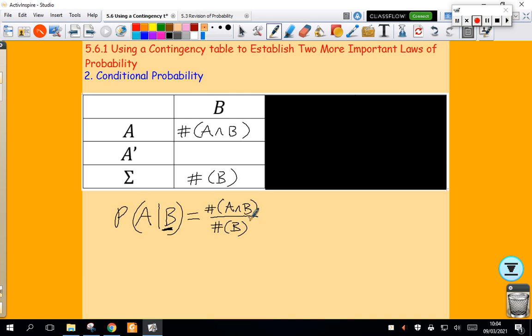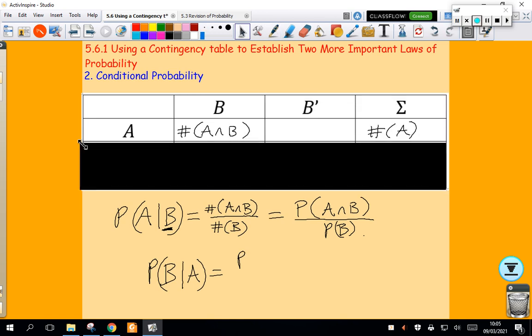Now, probability is just an extension of counting. So the number of outcomes in A intersection B divided by the number of outcomes in B is exactly the same as saying the probability of A intersection B divided by the probability of B. And, logically, just flipping it around the other way, the probability of B given A.